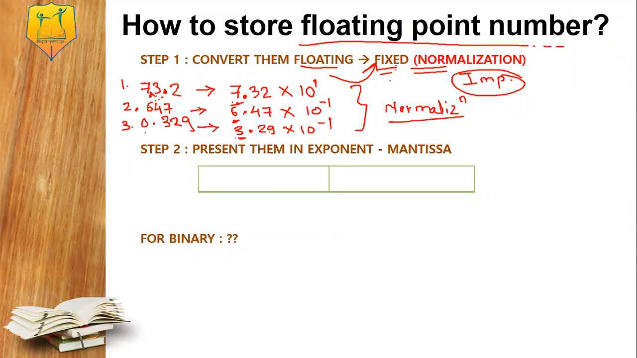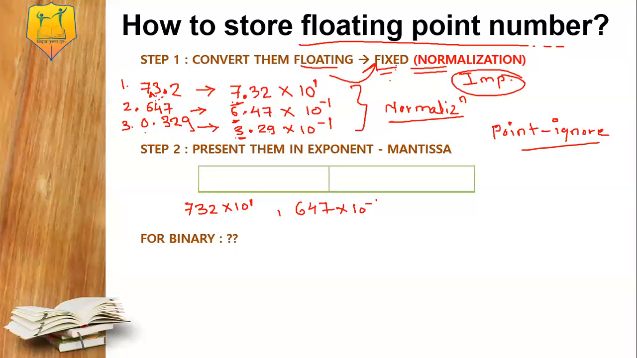Now once I have the normalization, the second point I can say is that here the point is ignored. That means the decimal point, I am just ignoring. Okay, if I'm ignoring the point, then what I get is 732 into 10 raised to 1. That is the first number. Second is 647 into 10 raised to minus 1. Third number is 329 into 10 raised to minus 1. Okay, if you see carefully all these numbers, now here we can represent them in exponent and mantissa form.